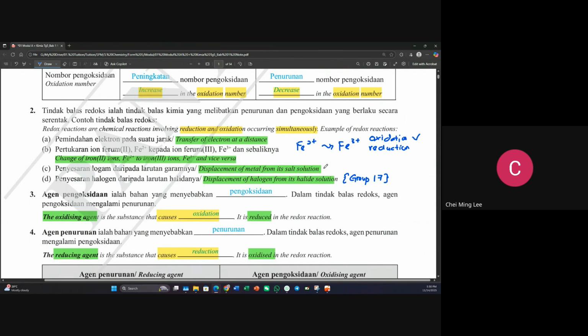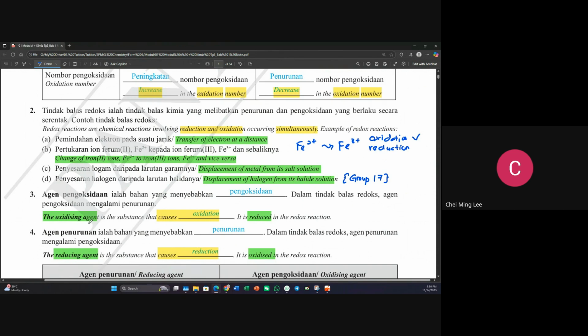process. Displacement of matter from the salt solution, 来刚才我们讲的 AB 就是那个 salt solution, 我要拿到 pure A, 那么我就要跟 B 拿掉，对吧？Like AB is the salt, and I want A as the pure metal. So I want to get A, so I need to displace B, hook up B. So this is also a redox reaction as well. And displacement of halogen from halide. Normally it's group 17, this involves group 17 elements. So all these are what I call redox reactions.